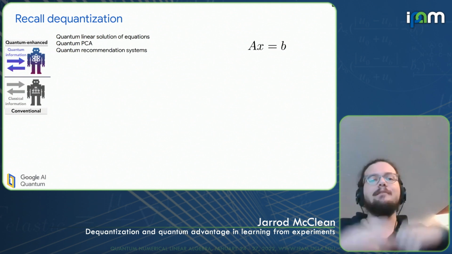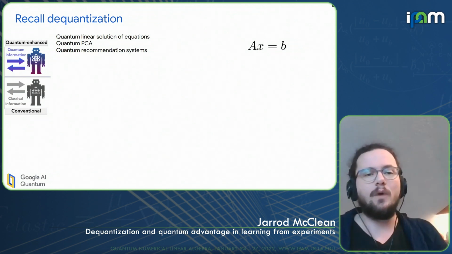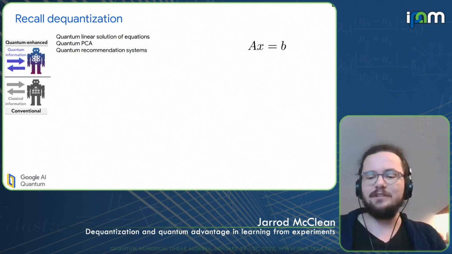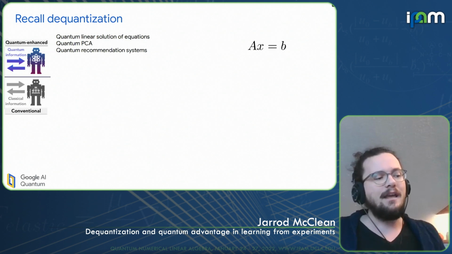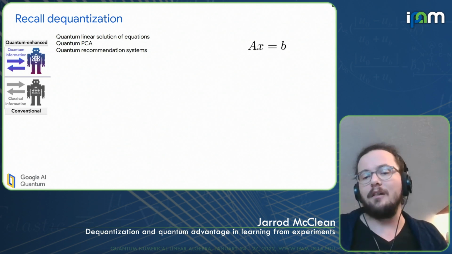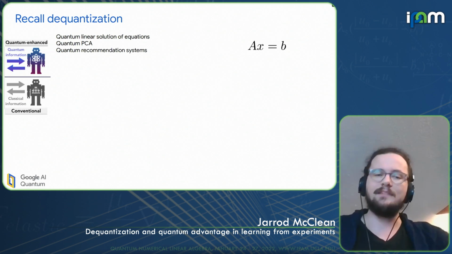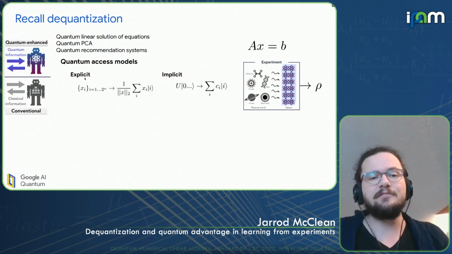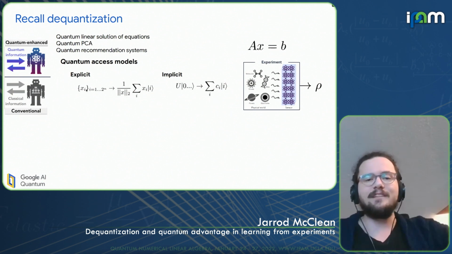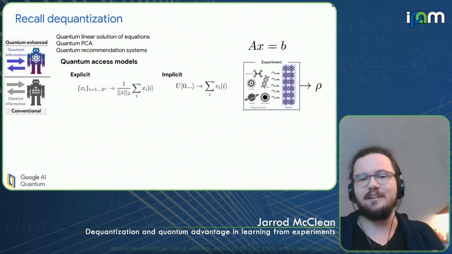We often have some quantum linear algebra that we would like to do, like solving linear systems of equations, PCA, or recommendation systems. And we often lean on some quantum access model in order to achieve such an exponential separation. Otherwise, if you even wrote down the answer, you'd be out of time. We think about an explicit model where we take all of these classical entries and encode them into something like a quantum state's amplitudes.